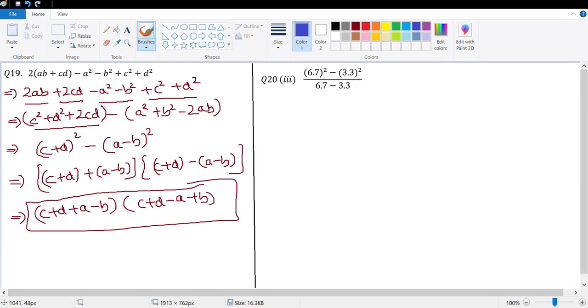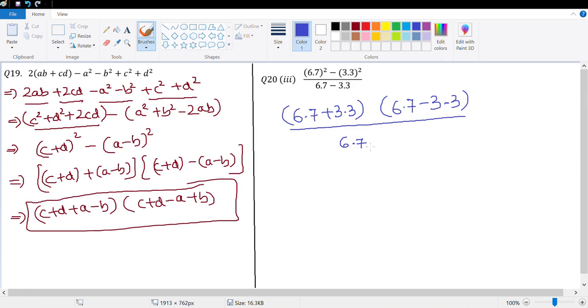The numerator is of the form x square minus y square, which means the numerator can be written as 6.7 plus 3.3 multiplied with 6.7 minus 3.3. And the denominator is 6.7 minus 3.3. So numerator, this part, and denominator, this part gets cancelled. So the answer is 6.7 plus 3.3, that's 10. So the answer for this is 10.